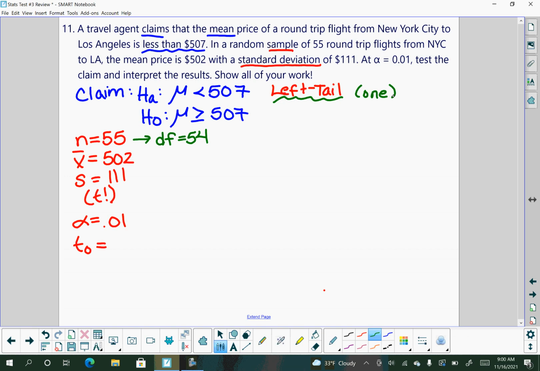So what you guys need to do at your t distribution, if you want to look on your chart and follow along with me, you're going to look at the line at the top that says one tail. You're going to go over to where it says 0.01. That's our level of significance. You should see that that's the fourth column over on your chart. And then we're going to go down to 54. Now 54 is not on your chart.